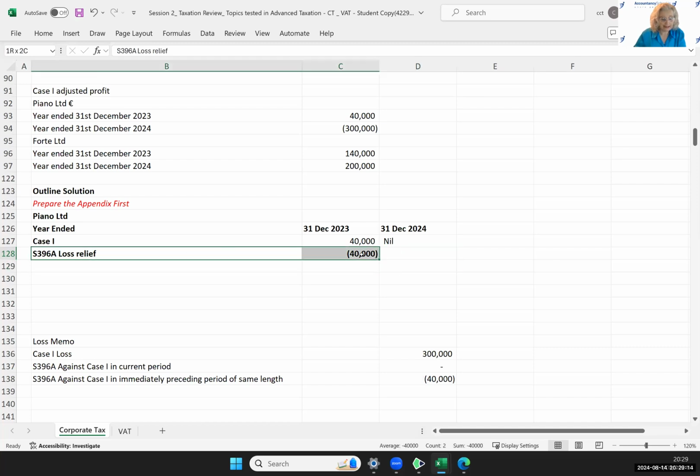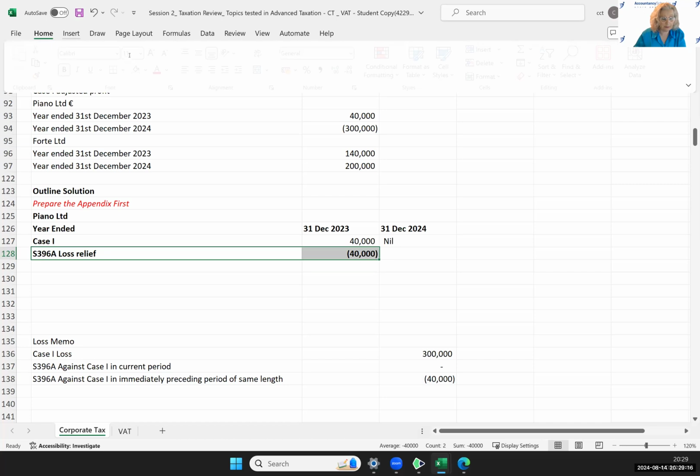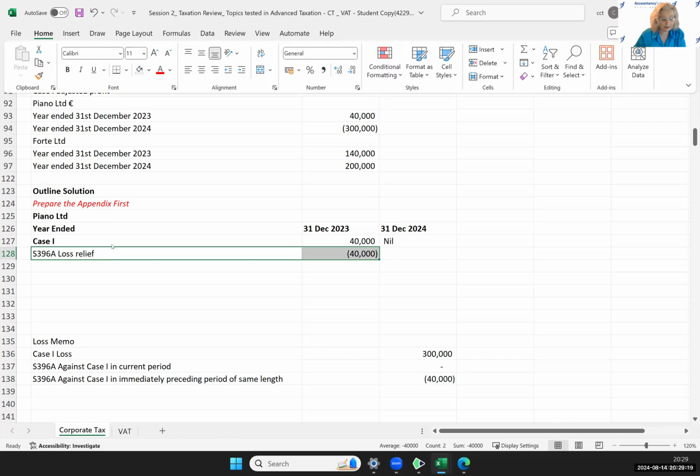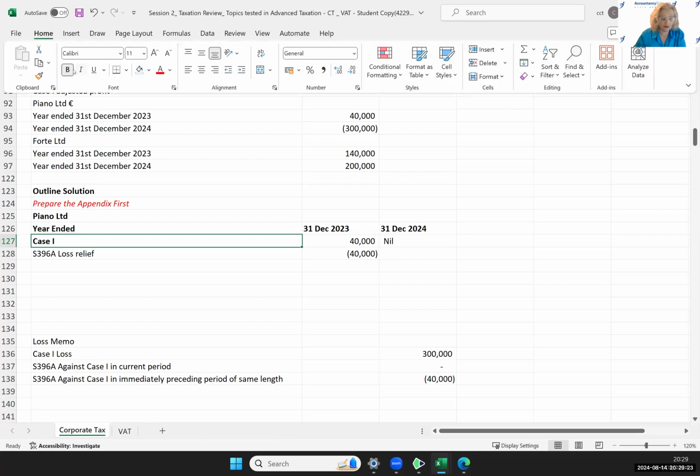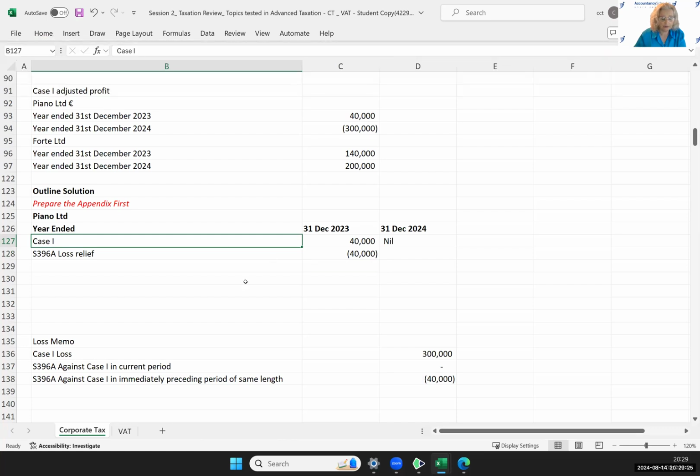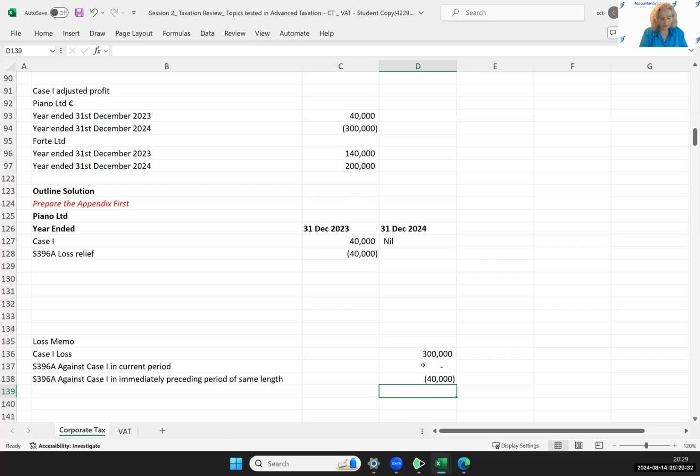So under section 396A, we're taking some of that loss and bringing it back against the case one income. Note that it's just a straight offset euro for euro. What else can we do with those losses? Well, under section 396B, Piano Limited can offset it against its corporation tax liability in the current year. It doesn't have any corporation tax liability in the current year.